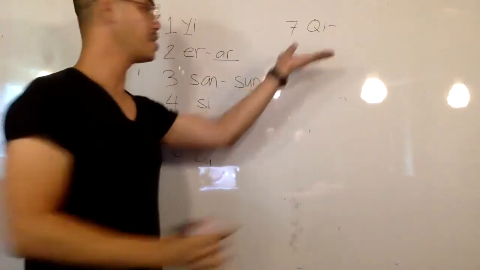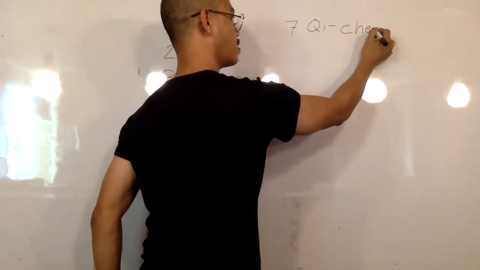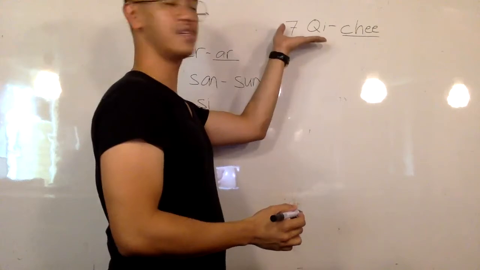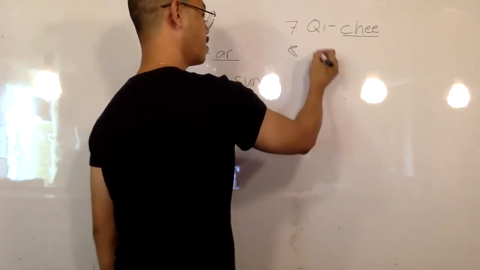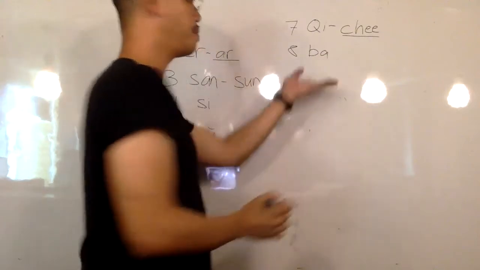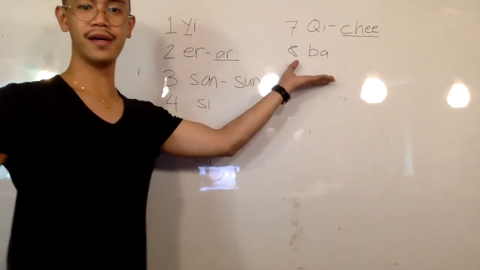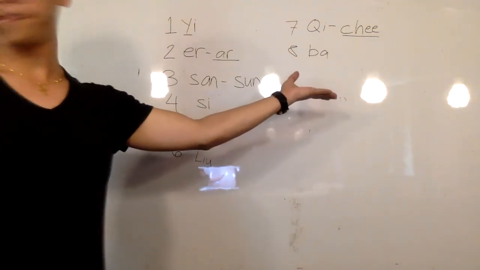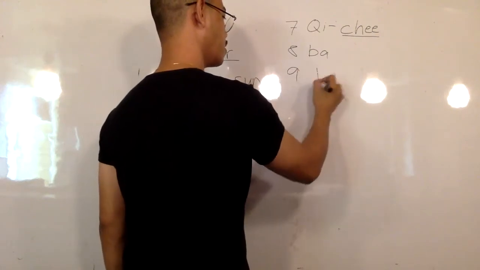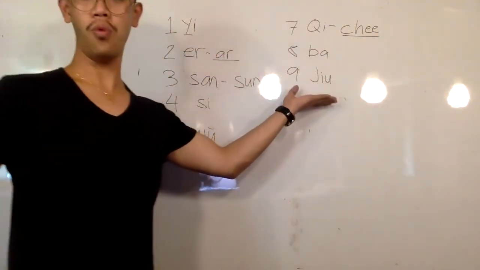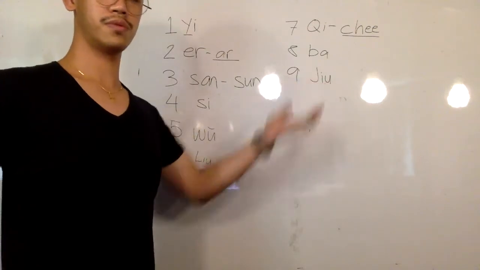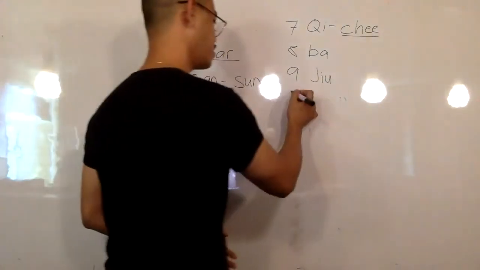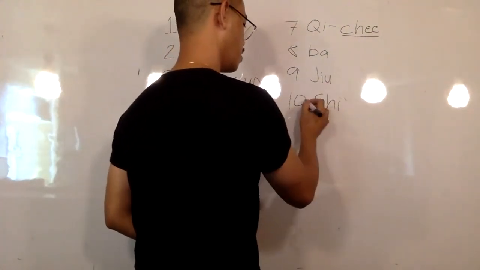Number 7 is qi. Not key. We pronounce it as qi. Number 8 is ba. Number 9 is jiu. Number 10 is shi.